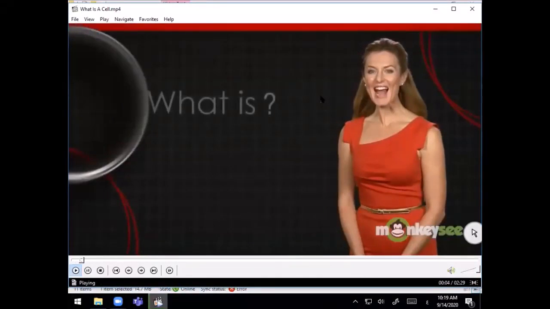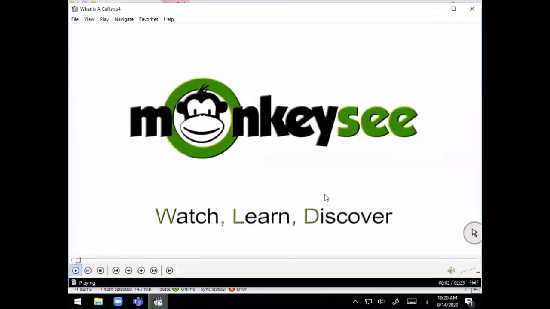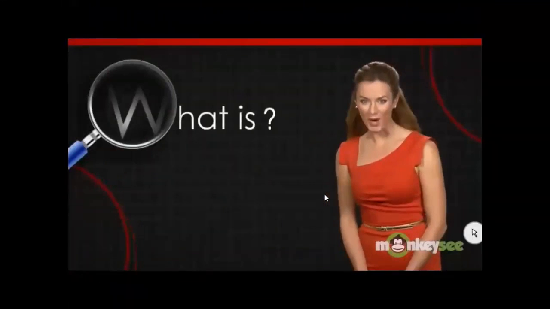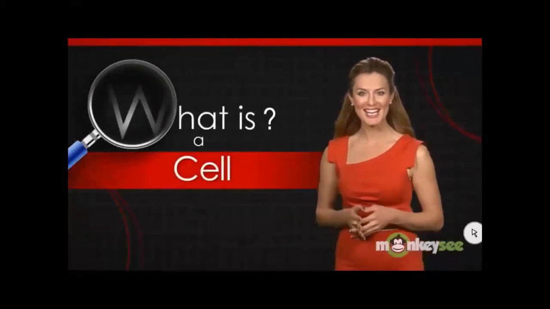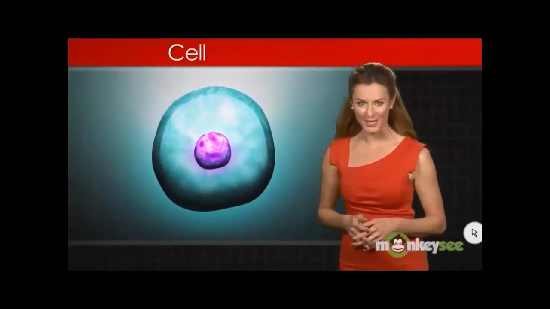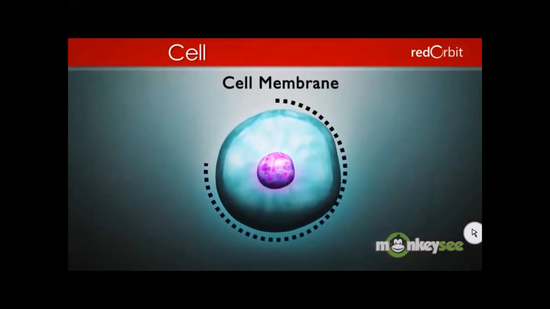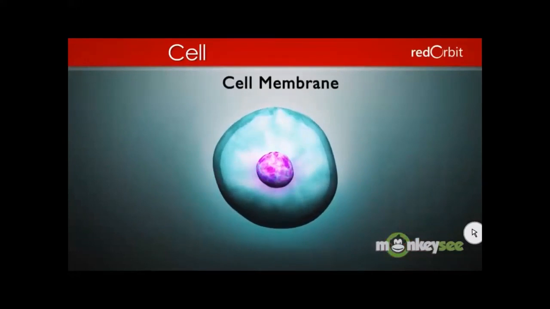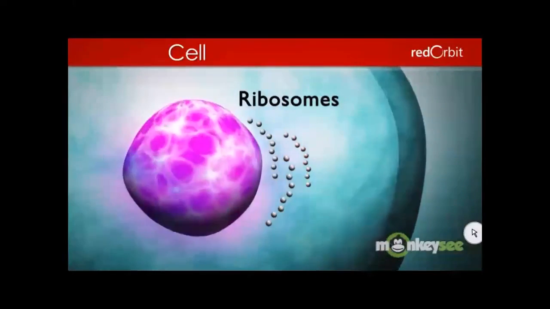Hi, I'm Emerald Robinson. In this What Is video, we explore cells. Cells are the smallest structural and functional units of all living organisms. All cells have a cell membrane which controls the flow of substances in and out of the cell. Ribosomes, which make proteins necessary for all cell functions.